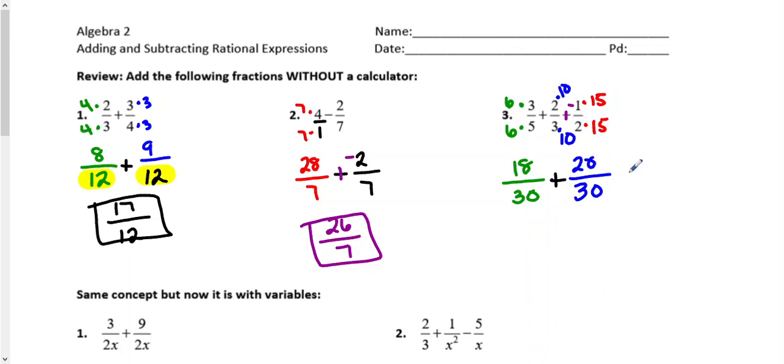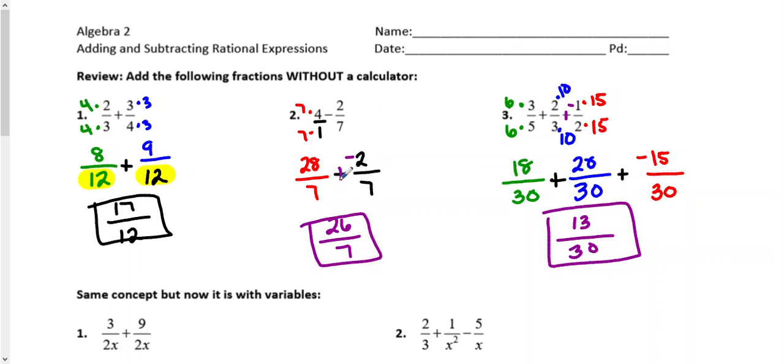And again, we changed this to a plus. Negative 1 times 15 is negative 15 over 30. Now here we have to add 18 plus 20, which gives us 38. And then 38 plus negative 15 gives us a positive 13 over 30.